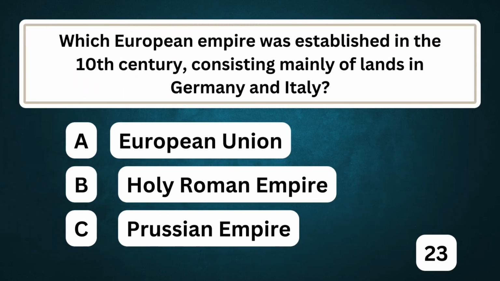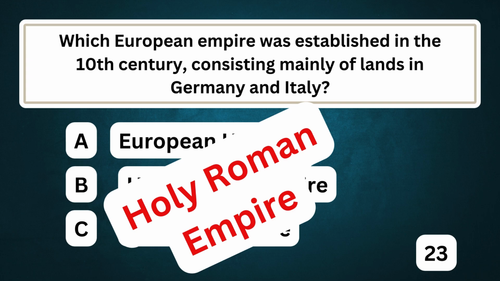Which European empire was established in the 10th century, consisting mainly of lands in Germany and Italy? The Holy Roman Empire was established in Europe, consisting mainly of lands in Germany and Italy.